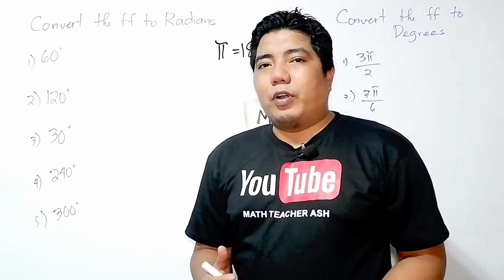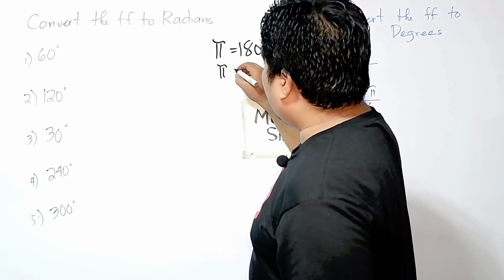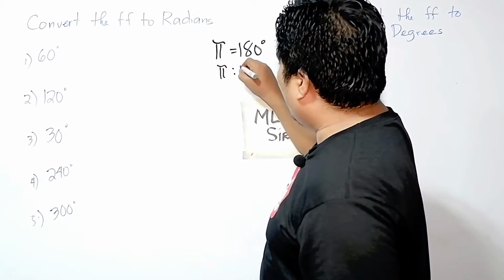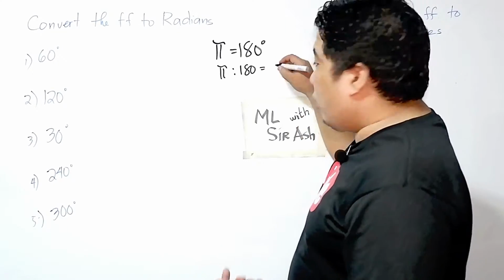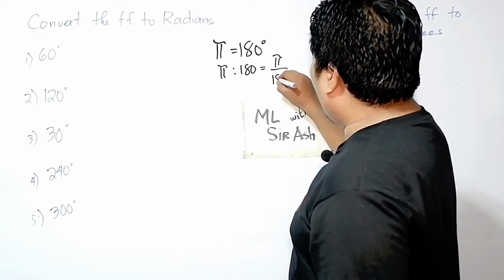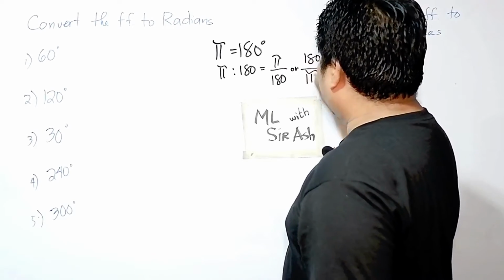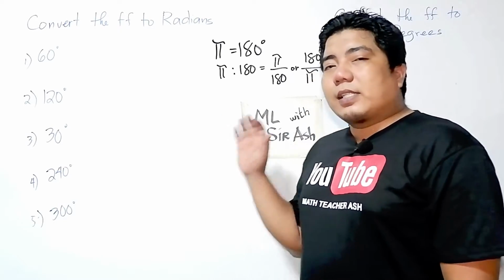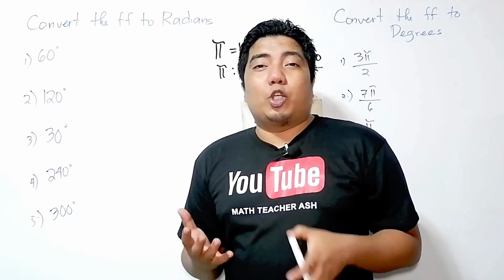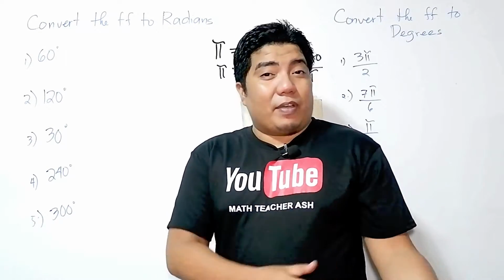Therefore, if this is the case, then we can make a ratio out of this, that is pi is to 180 degrees, or we could just put it in a way pi over 180 or 180 per pi. Now, why did I write this down? It is because this kind of representation will help you in converting degree measure to radian and vice versa.